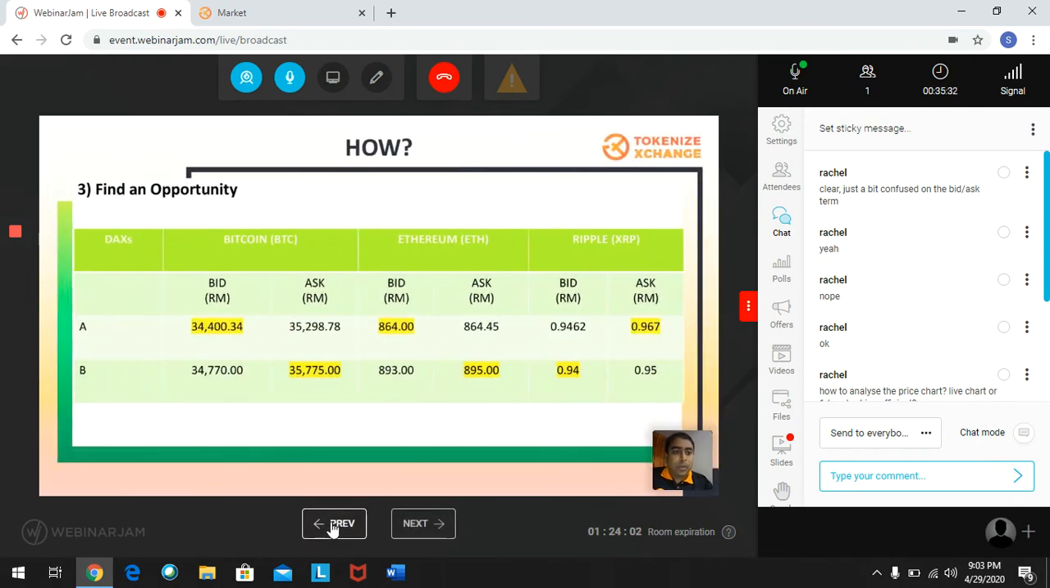Okay, which part are you confused about? The bid and ask terms. Okay, basically bid is the buy. If you want to queue, you queue at the bidding price. And ask is basically selling. So bid is buying, ask is selling.